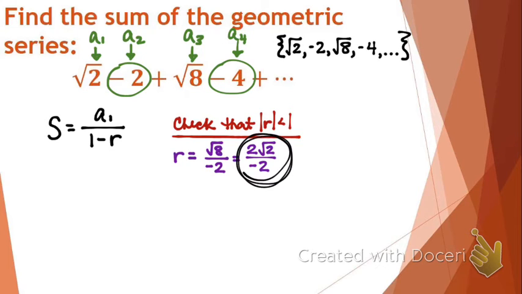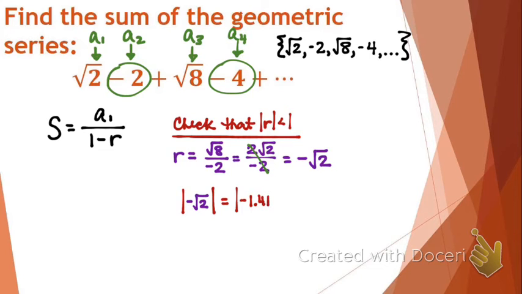Can I simplify this at all? Yep, so I can cancel that out. So what is R? Negative square root of 2. So I need the absolute value of the negative square root of 2. It's about negative 1.41. So we have the absolute value of negative 1.41, right? Is that ballpark correct? 1.4 something, something, something. It keeps going.